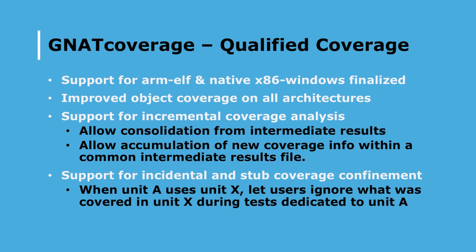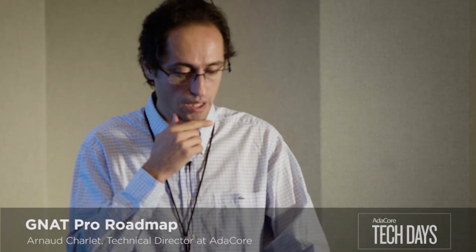And GNAT coverage supports all levels of coverage required by the avionics standards. So basically level C, B, and A, which is statement coverage, decision coverage, or MCDC, modified condition decision coverage. GNAT coverage supports all these modes of source level coverage, as well as object coverage. Object coverage has also been improved as part of this new release of GNAT coverage.